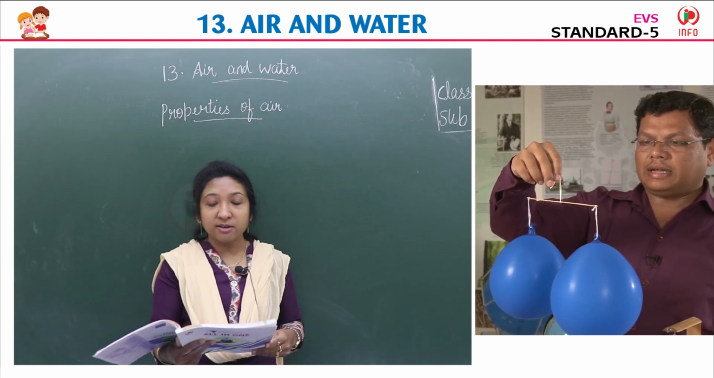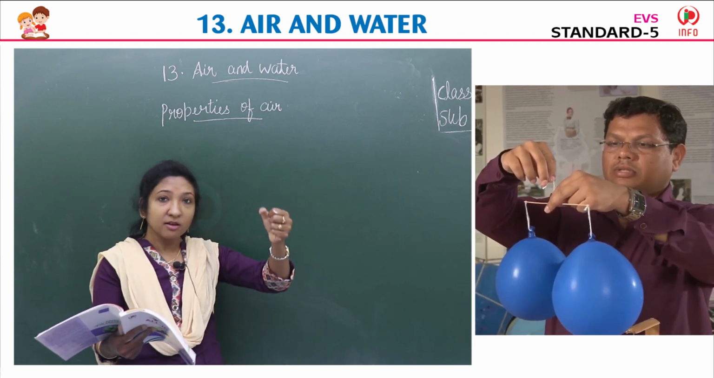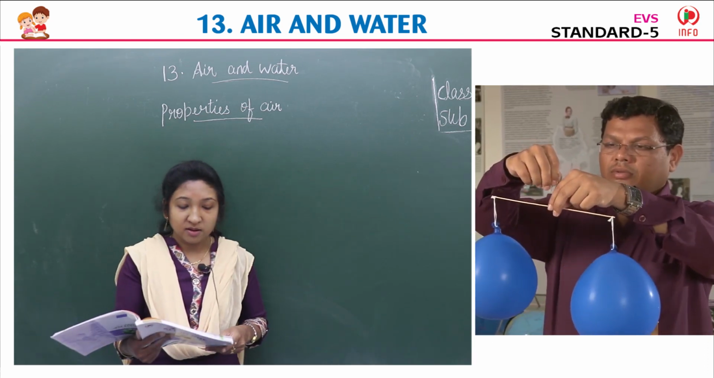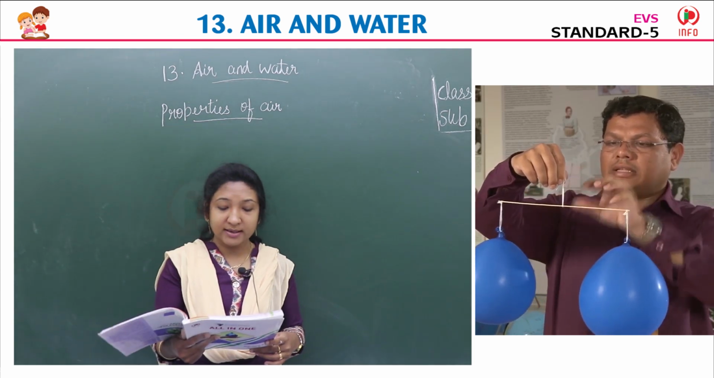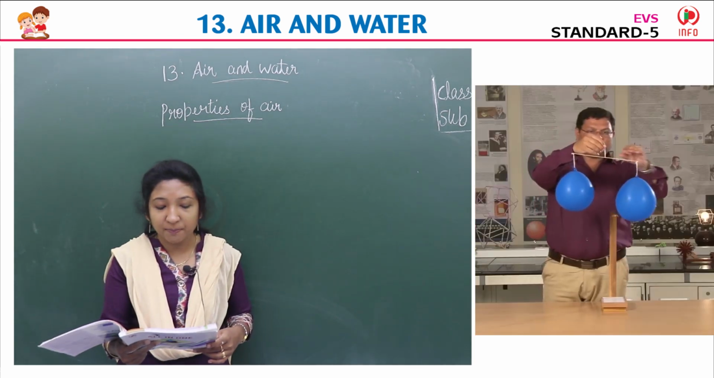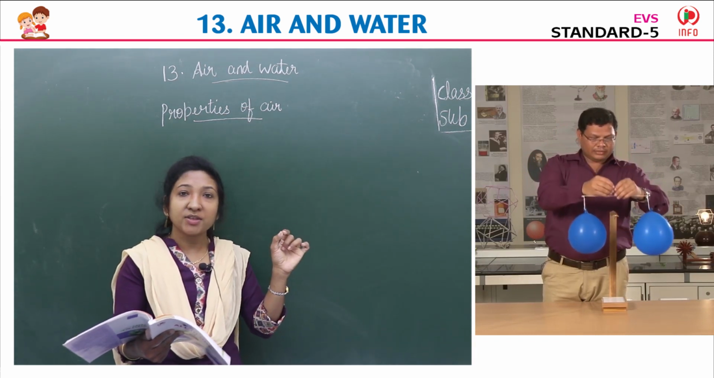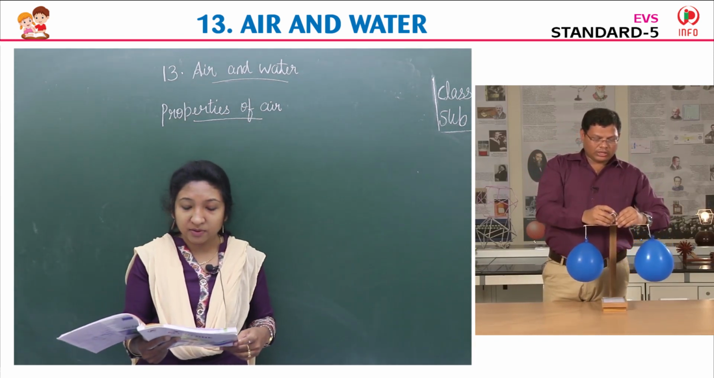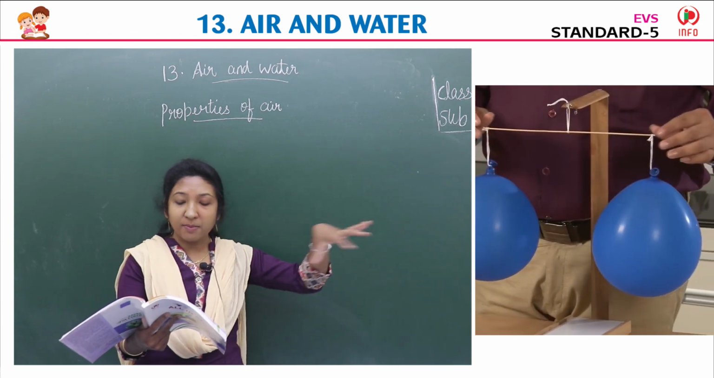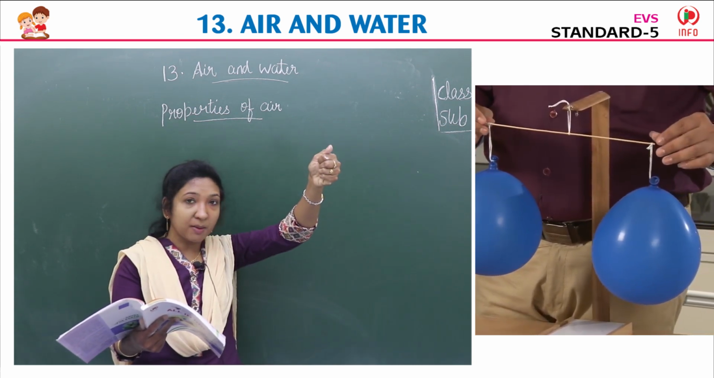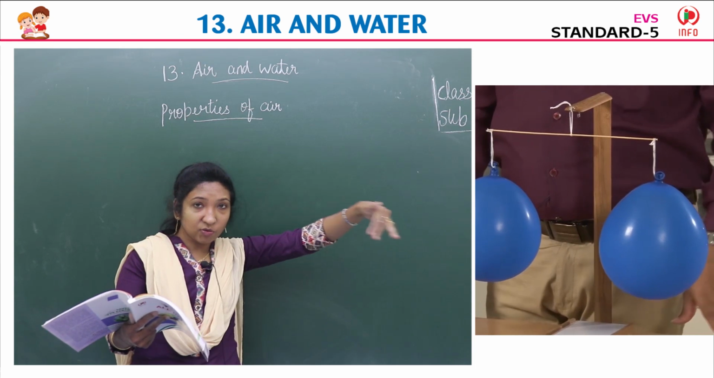Now what do you observe? We can see 2 balloons filled with air. Now what you should do is prick one of the balloons with a pin. Any one balloon, just prick it with a pin. What happens? Now the balloons are balanced. The stick is straight, like a balance.